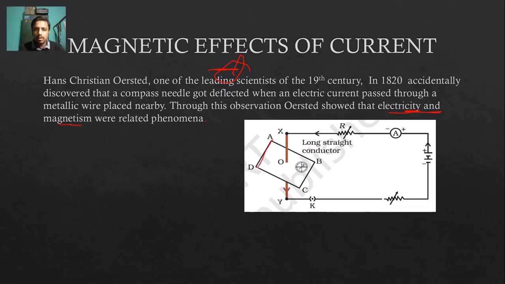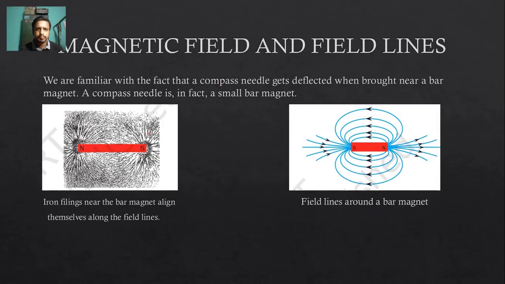This is how he set up the experiment. This is a conductor, a plate is shown here, and the compass needle is there. This is the key, this is the rheostat, and this is the ammeter. Here the current is passed, and when it passed through this plate, the compass needle deflected, and thus he found the relationship between electricity and magnetism.